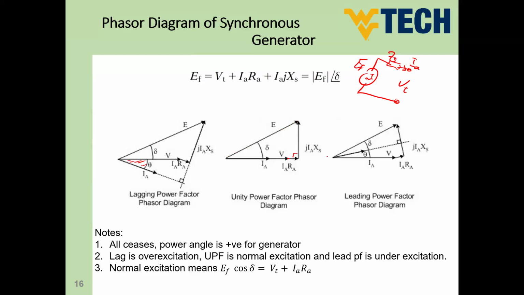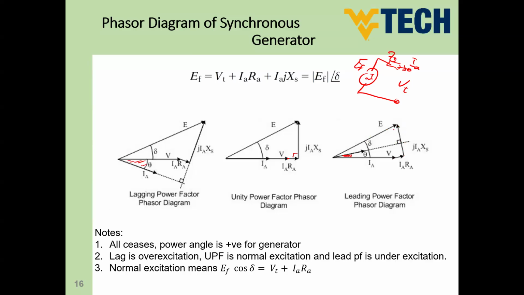If we have leading power factor case, so this is IA, and this is V terminal, and this is also the angle theta, the power factor angle. IARA is going to be in the same direction of IA. JIAXS is going to be perpendicular to the current direction, as you can see here, and EF is the induced volt here. So these are the three cases, or the three possible cases that you can have for a synchronous generator: lagging power factor, unity power factor, or leading power factor.